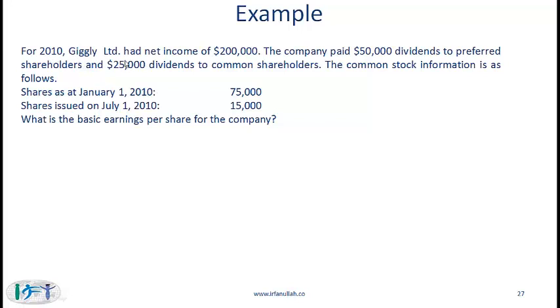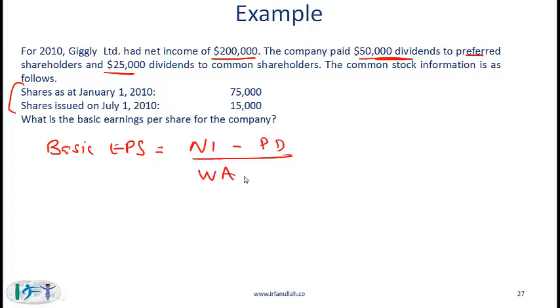For 2010, Giggly Limited had net income of 200,000. 50,000 was the dividend paid to preferred shareholders and 25,000 was paid to common shareholders. And then we are also given the number of shares outstanding. What is the basic EPS? The first thing you need to do here is write down the formula. The formula for basic EPS is equal to net income minus preferred dividend divided by weighted average number of shares outstanding. The net income is 200,000.